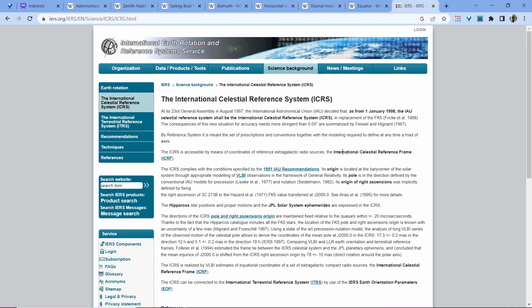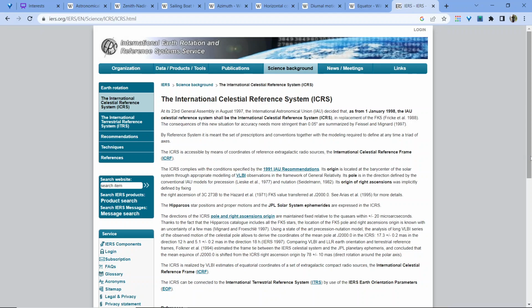At its 23rd General Assembly in August 1997, the International Astronomical Union decided that as from 1 January 1998, the IAU Celestial Reference System shall be the International Celestial Reference System, ICRS, in replacement of the FK5. The consequences of this new situation for accuracy needs more stringent than 0.05 seconds are summarized by Feissel and Mignard.